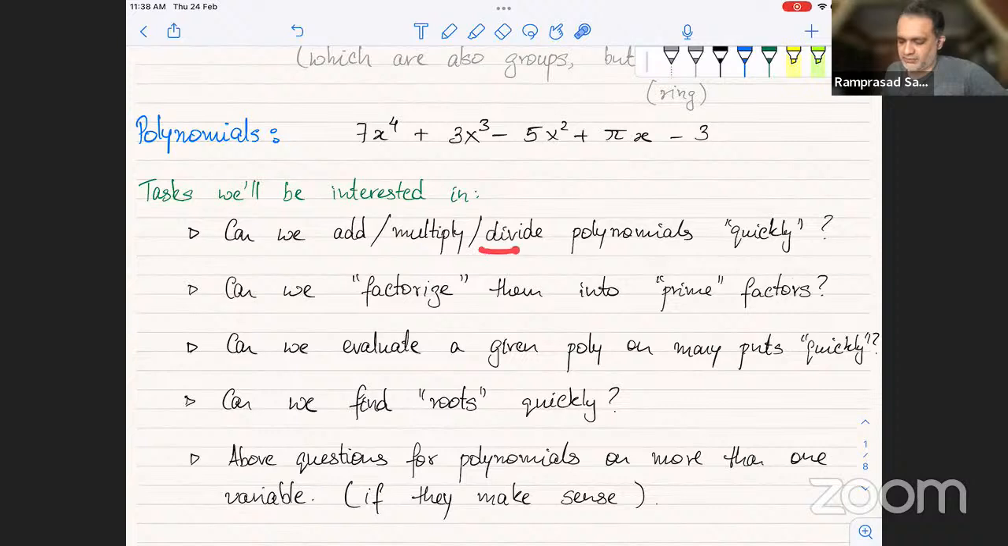And you can, of course, be a bit more sophisticated about divide, in the sense that, can you do something like the division algorithm, where you get the quotient and the remainder and stuff. So these are some operations, and of course we would want to do this quickly.